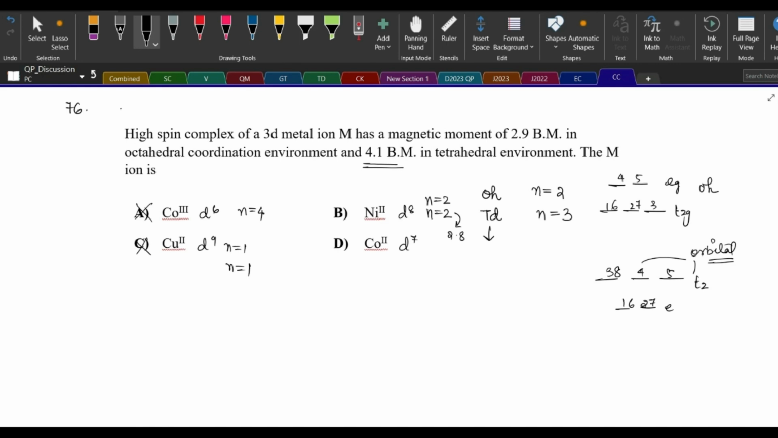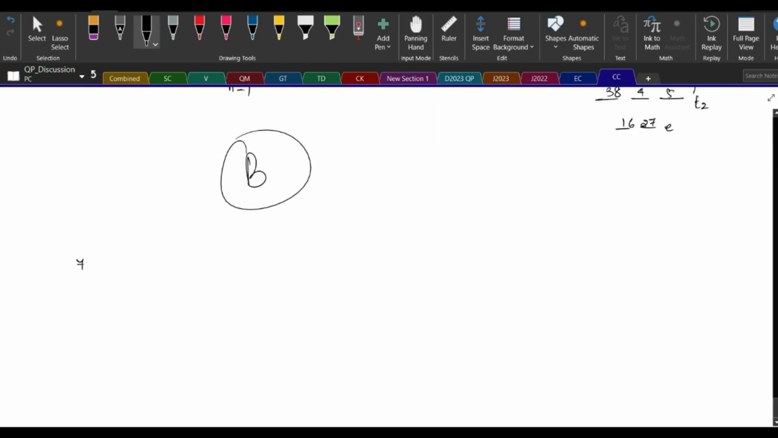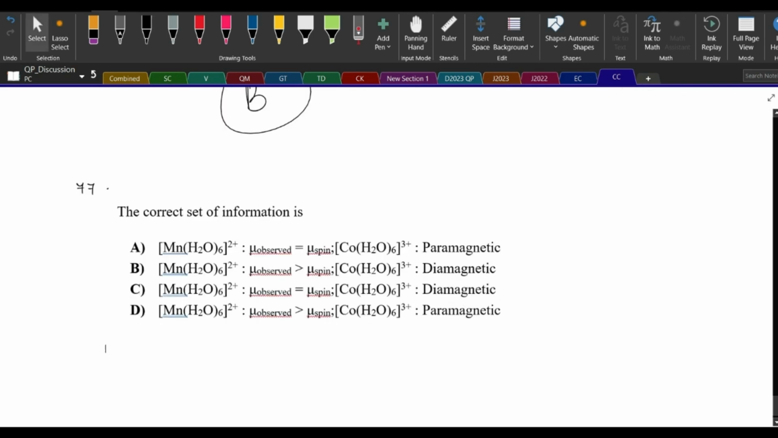Not based on the number of unpaired electrons. Okay? Yes, so it was a good question. Option B. Next question. ഇതൊക്കെ recent ആണ്. So today we'll cover some questions regarding magnetism. Right?